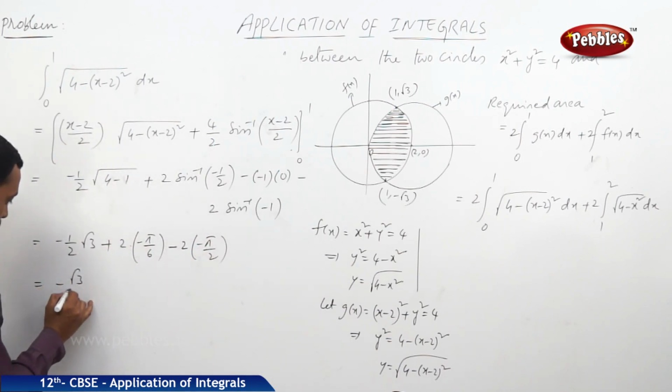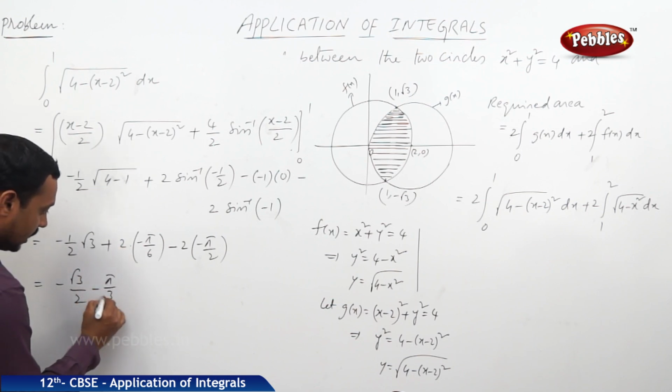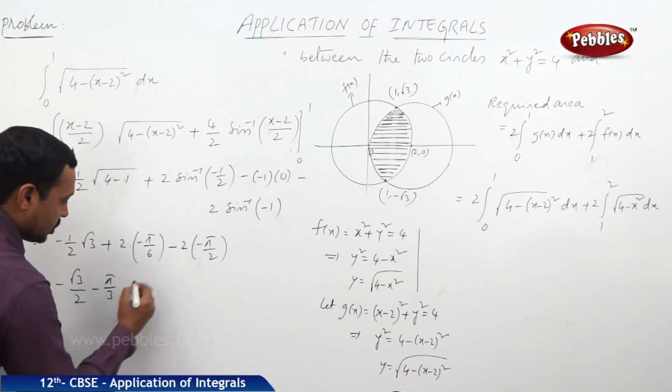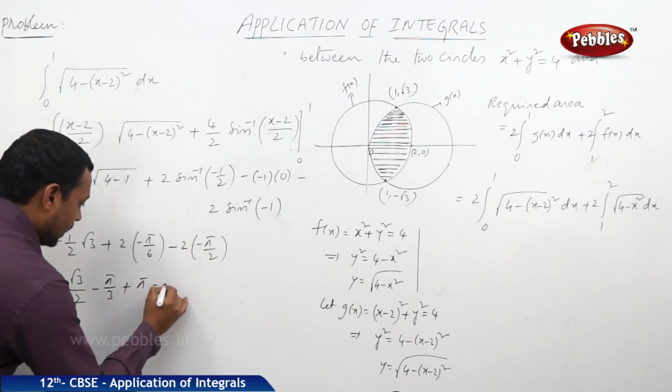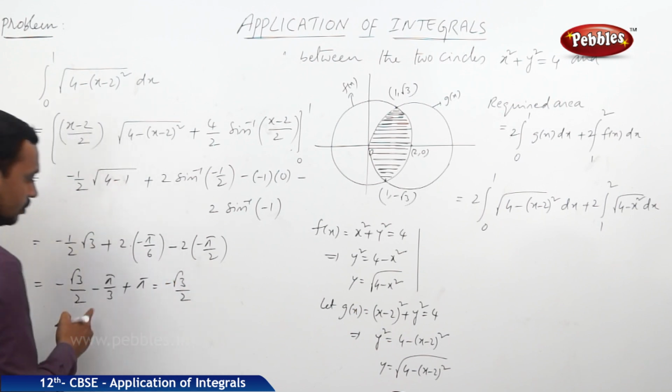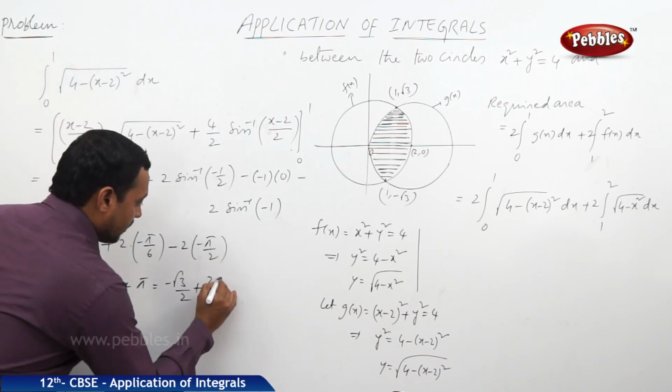Therefore, minus root 3 by 2 minus pi by 3, the 2s cancel, it is minus into minus plus 2 pi by 2 is equal to pi. So finally this is minus root 3 by 2 minus pi by 3, take LCM between these two, minus pi plus 3 pi, that is plus 2 pi by 3.